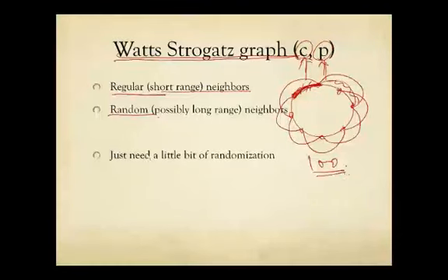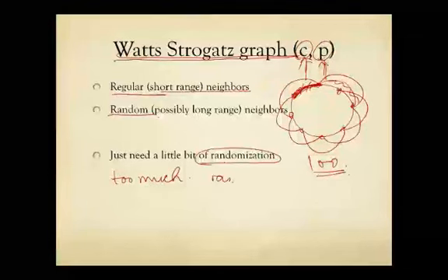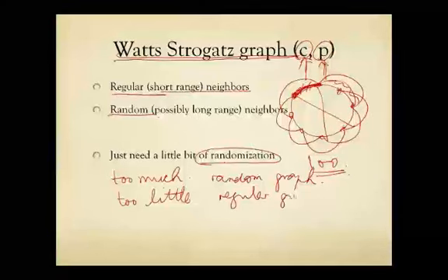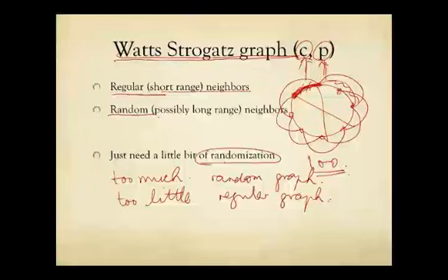So the question is, how much randomization do we need? Now we know that if there's too much randomization, then it's going to look like a random graph, and therefore it will not have a large clustering coefficient. But if there's too little randomization, the number of long-range links will be so small that it will be so close to a regular ring graph. And then the clustering coefficient will be large enough, but the L, our median distance between node pairs, will not be small enough.